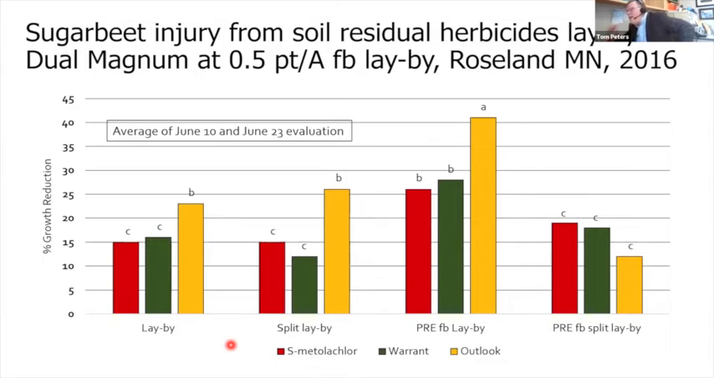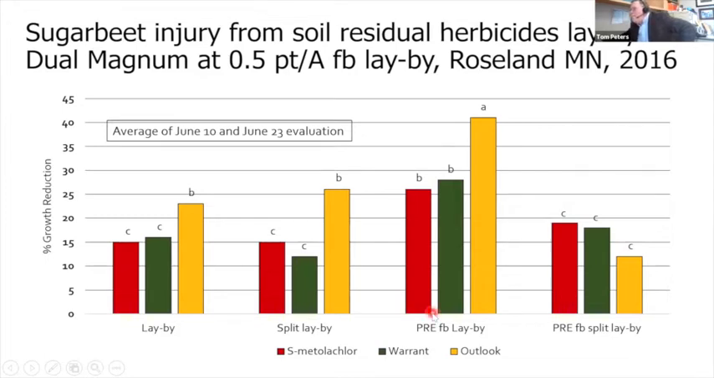And there's one experiment that stands out the most out of these. And that was one that I did in 2016 down in the Wilmer area. So you can see the three chloroacetamides. You can see a single lay-by. You can see where we split the lay-by pre followed by a single lay-by pre followed by a split lay-by.